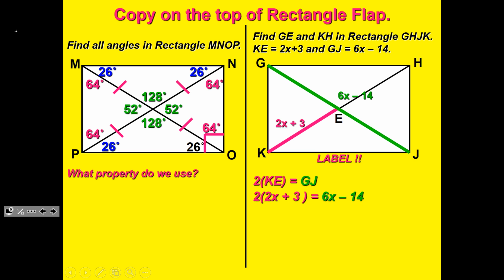If I was going to solve this, what would I need to do first? Right, we distribute that 2. And we have 4x plus 6, right? And then we start moving our variables and constants to the same side.